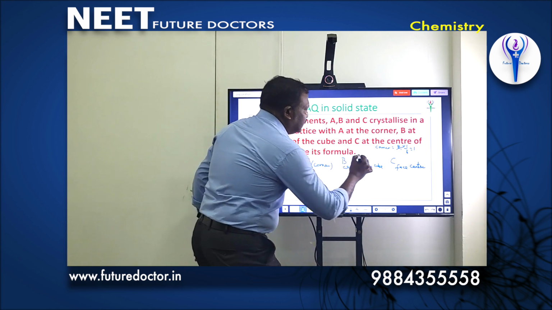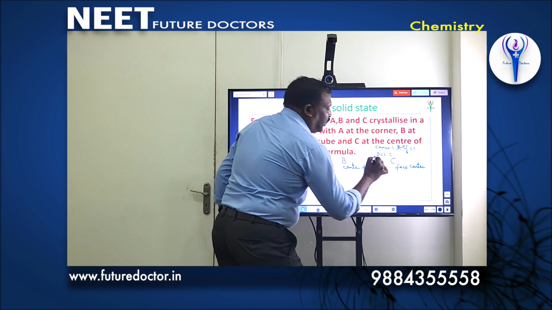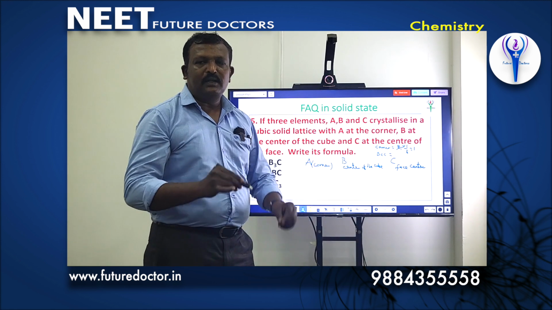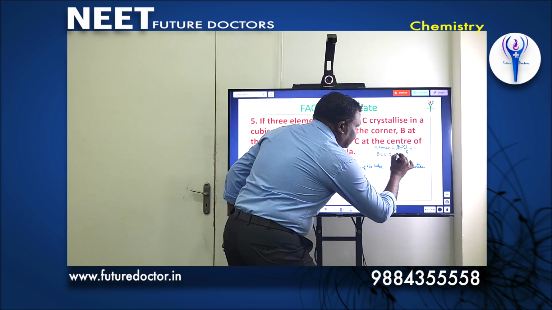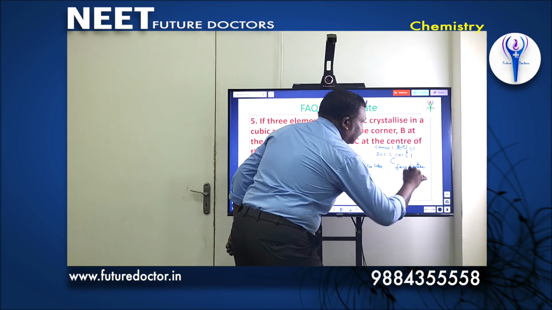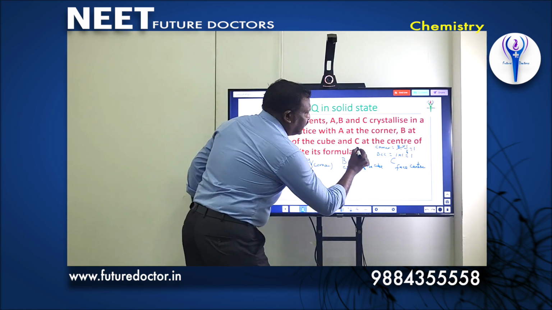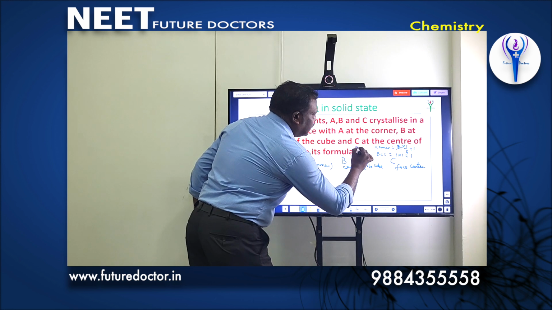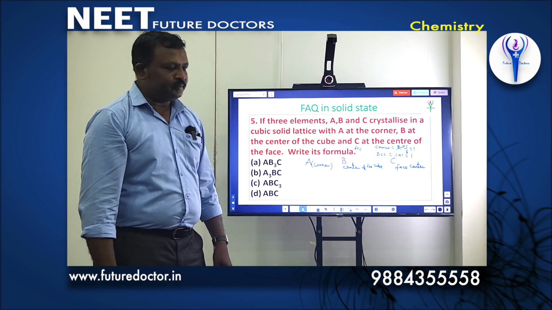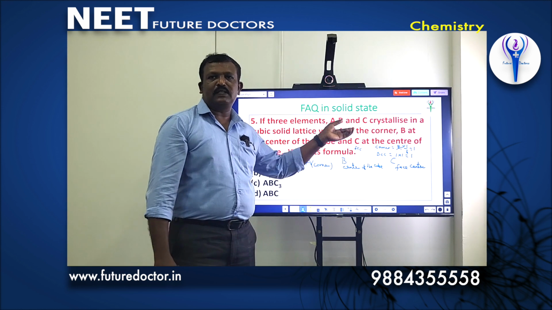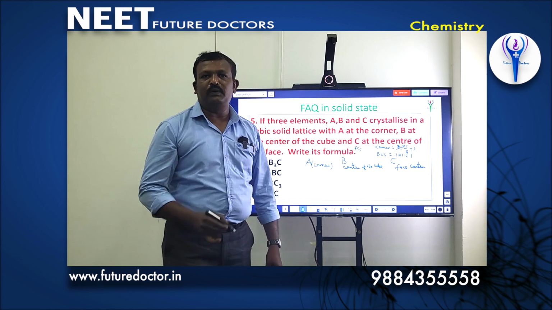So I'll just write it here. Follow it: a body-center atom is not shared with any other unit cell, so I simply write 1 × 1 = 1. You following? If any atom is face-centered, how many face-centered atoms do we have? We have 6 face-centered atoms. Each face-centered atom is shared by 2 unit cells.